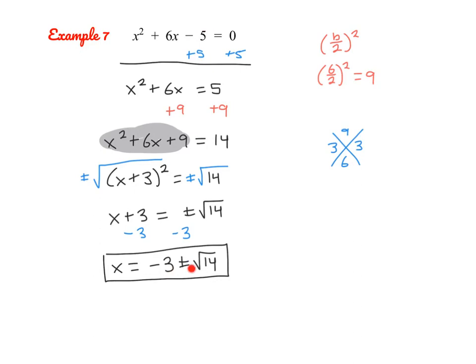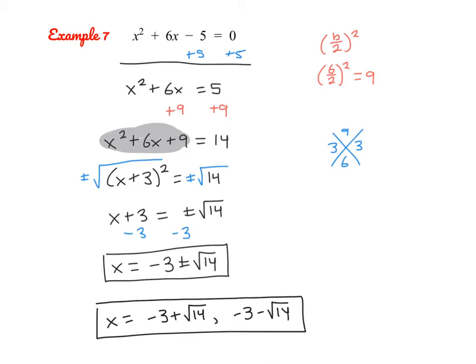Now it is important to note, again, this is two separate answers. So if you'd like, you could rewrite it as negative 3 plus square root of 14, negative 3 minus square root of 14. But please make sure you have that plus or minus sign in there, because this is technically two answers. If you don't have it, you're missing one of your answers.